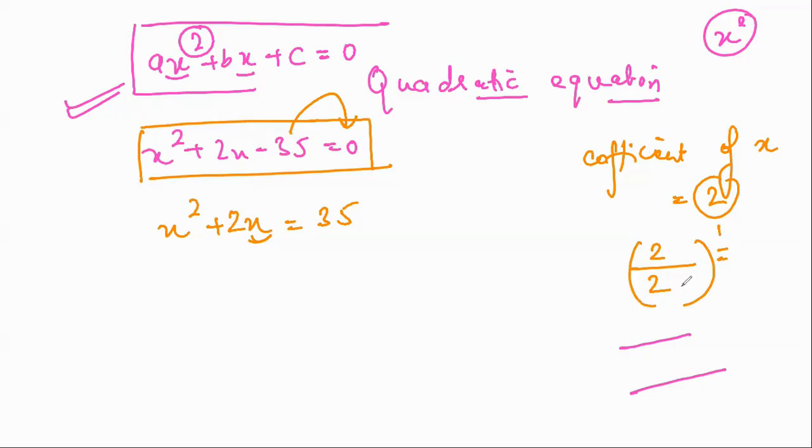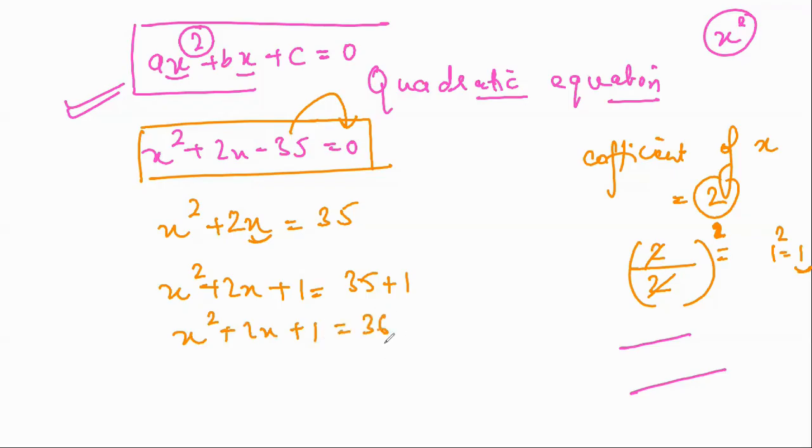So first I will take the half. Half of 2 is 1, and then I do the square of that, 1 square is equal to 1, because the square of 1 is 1 only, right? So we get this number. Whatever I get after doing the square, I will add that number to both sides. Now it becomes x square plus 2x plus 1 is equal to 36, right?